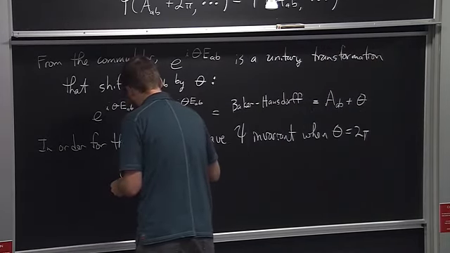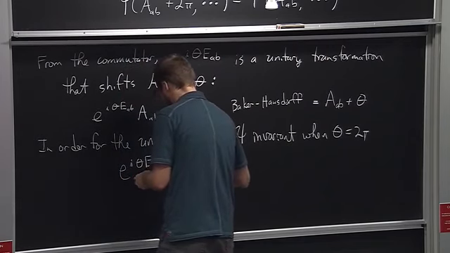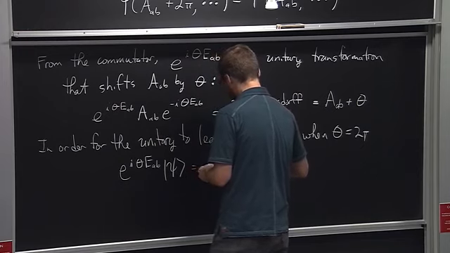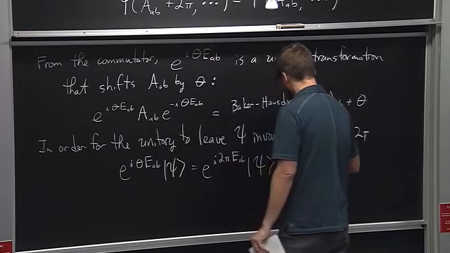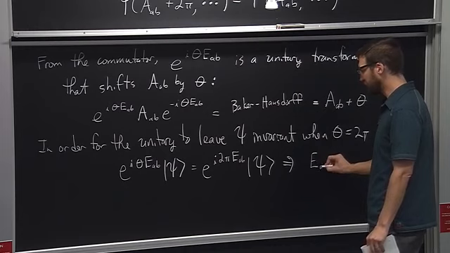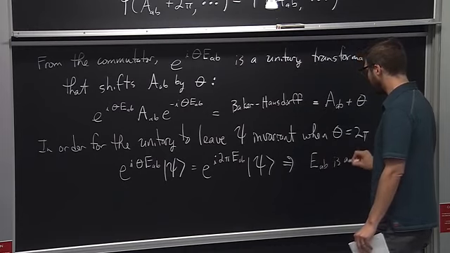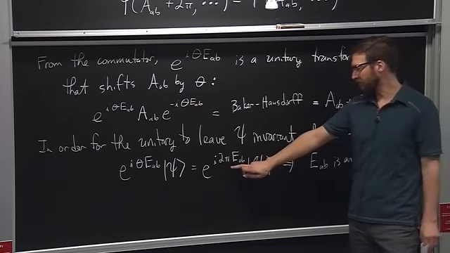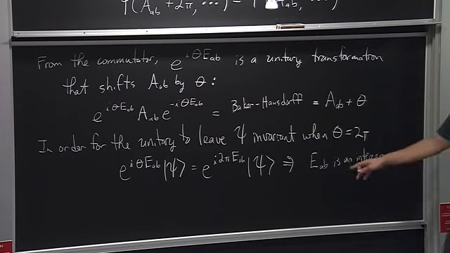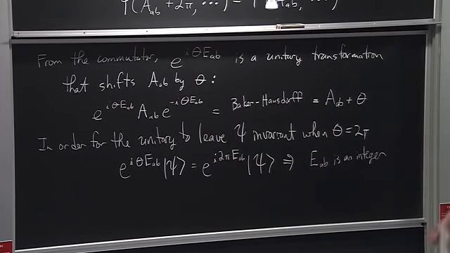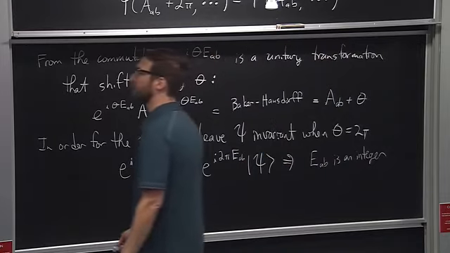So e to the i theta is 2 pi. That gives the constraint that the fields must be integers. So just a constraint on that, I guess it's the eigenvalues of that operator are going to be integers. So that's what defines essentially the compact theory.